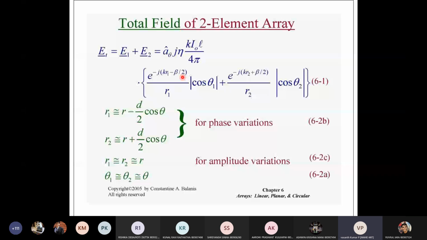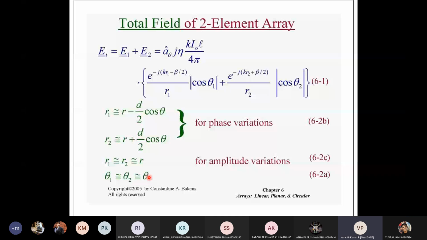Okay. So j eta k I naught L by 4 pi r sin theta into e raised to power minus j k r was the expression. In place of j k r, it is j k R1 minus beta by 2 cos theta 1, and here minus j k R2 plus beta by 2 cos theta 2. If you take the lines as effectively parallel, R1 is equal to R minus d by 2 cos theta, and R2 is equal to R plus d by 2 cos theta. For amplitude terms, R1 is equal to R2 is equal to R, and theta 1 is equal to theta 2 is equal to theta. Any questions?